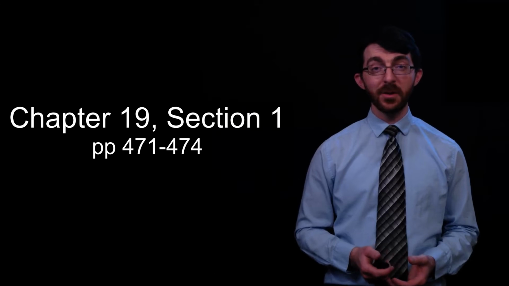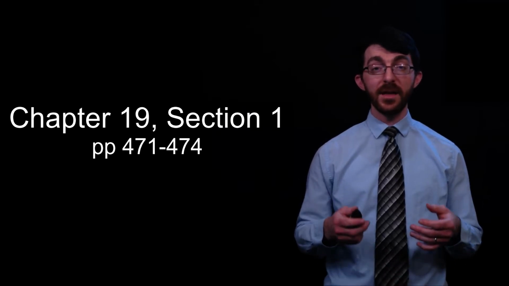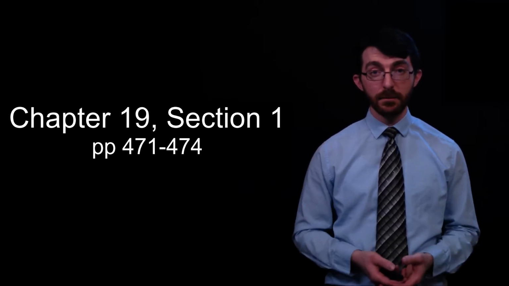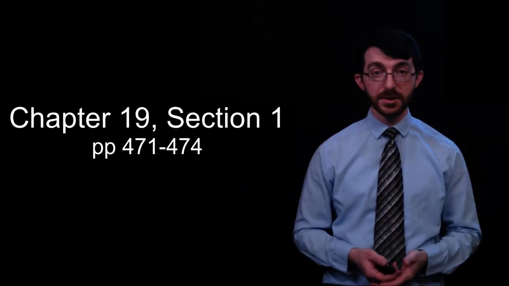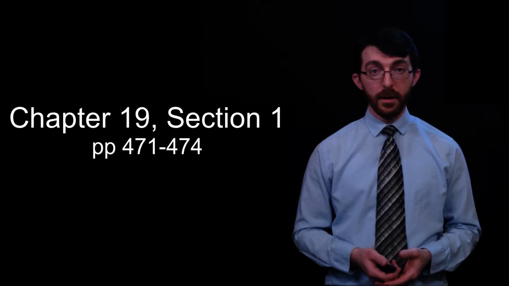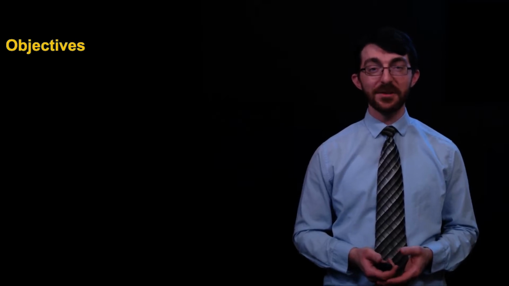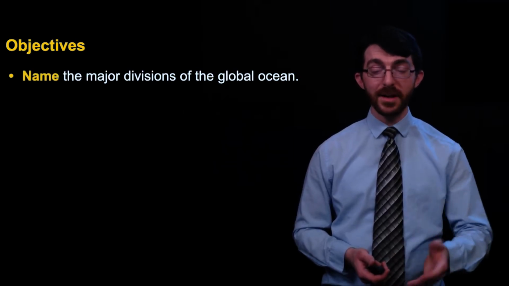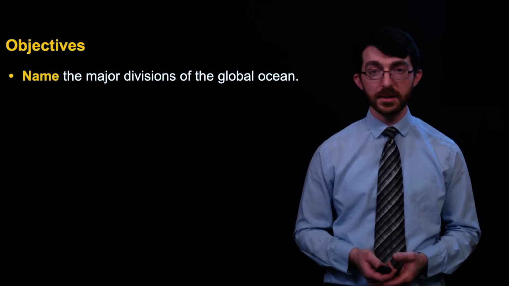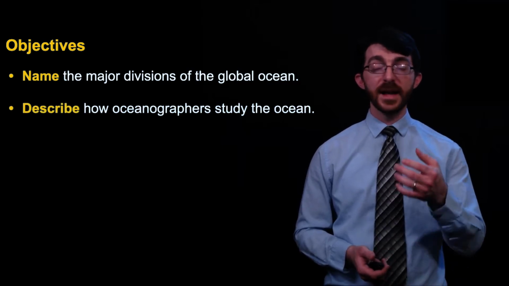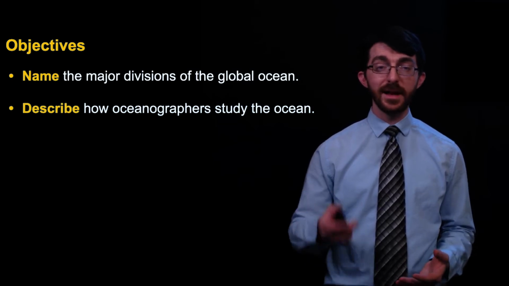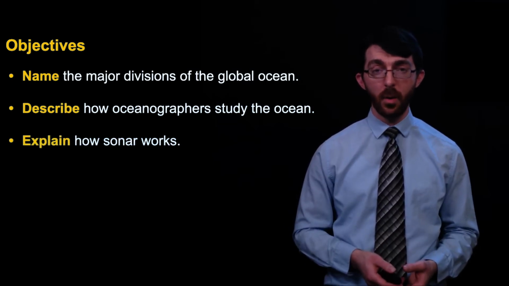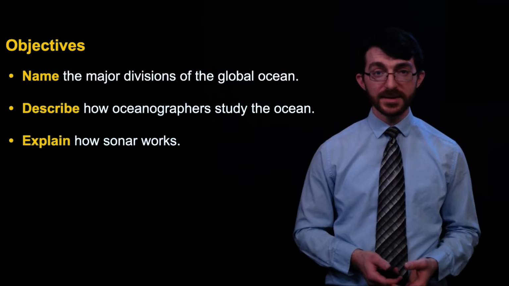Let's begin section 1 by looking at the objectives. You remember the objectives are at the front of the section. They should be on the side, but I'm going to read them to you anyway. So here's objective 1. Please name the major divisions of the global ocean. It's something you want to be able to do. Second, describe how oceanographers study the ocean. And last, explain how sonar works. All right, let's get into it.